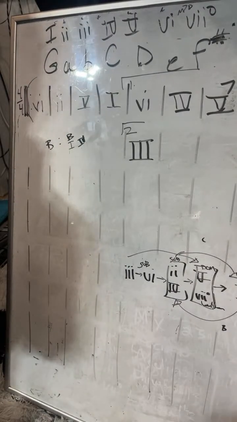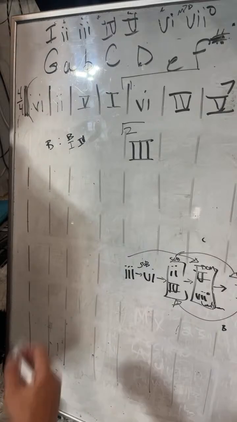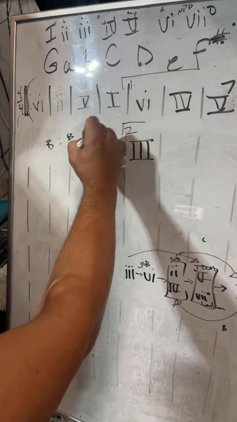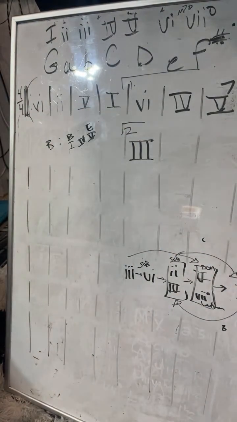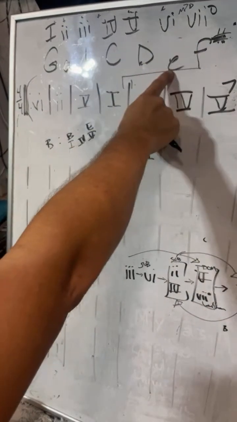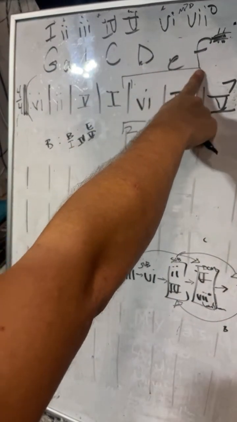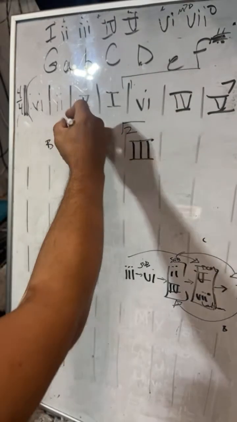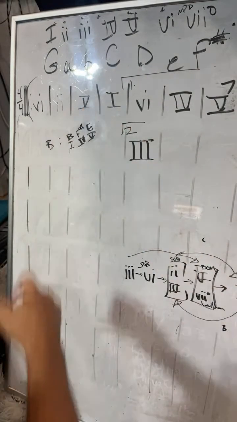E, F sharp, G, A, B is the 5th. So what's the note right before? A, B, C, D. Look at it from here. You could even go B and go back. E here, and F sharp after.